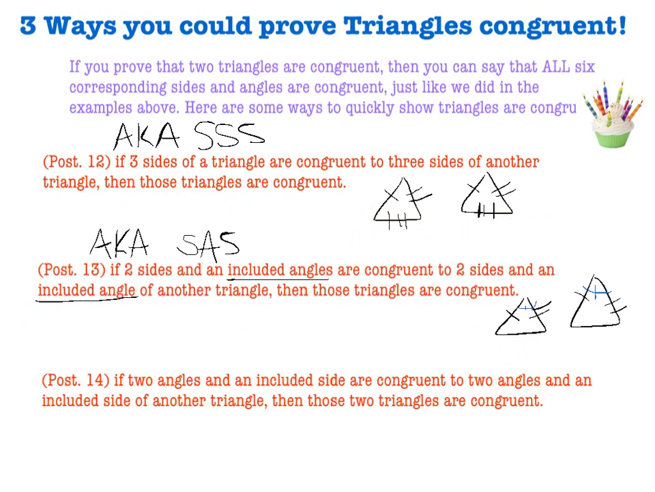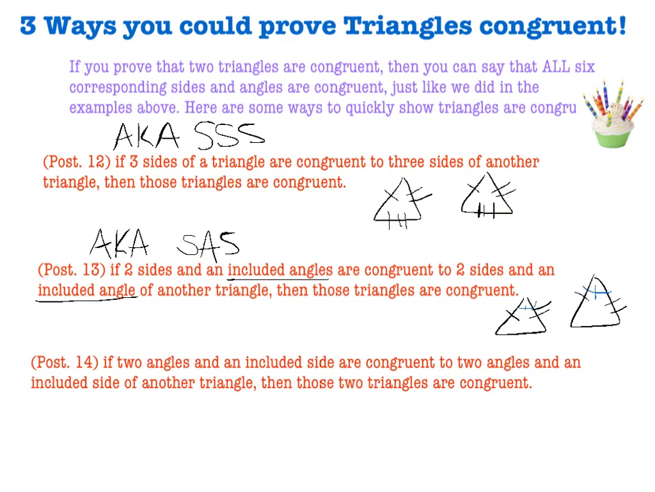The very last one I want to talk to you about is postulate 14, which says if 2 angles and an included side, not an included angle, but an included side, are congruent to 2 angles and an included side of another triangle, then those 2 triangles are congruent.